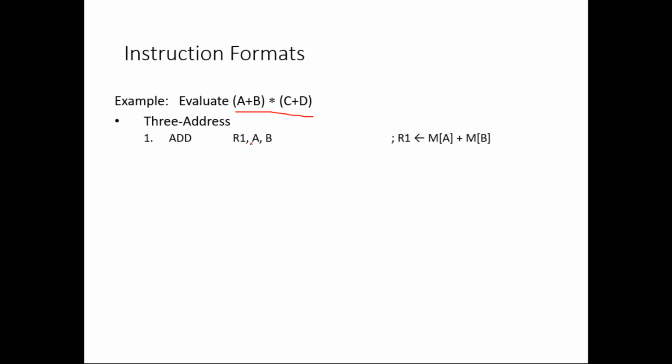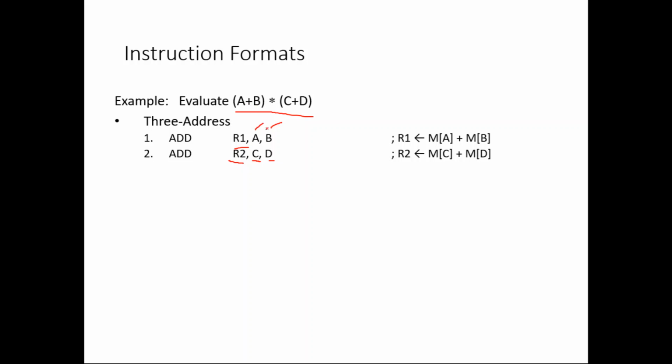First it will perform add r1 comma a comma b, which will add the content of memory location a with the memory location b, and the result will be stored in r1. And then add r2 comma c comma d, which will add the content of memory location c with the memory location d, and that result will be stored in the register r2.